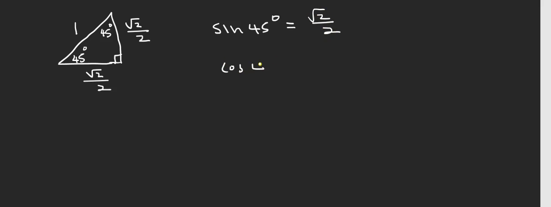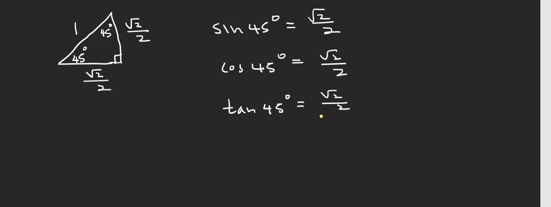What about cosine of 45? It's adjacent over hypotenuse, so it's radical 2 over 2. Same thing as sine of 45 degrees. Now what about tangent of 45? It's the opposite over adjacent, which is radical 2 over 2 divided by radical 2 over 2. So it's 1. Same thing over same thing.